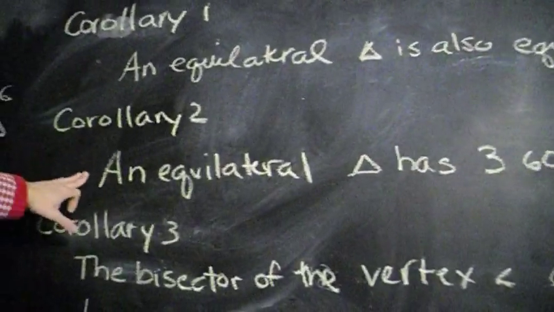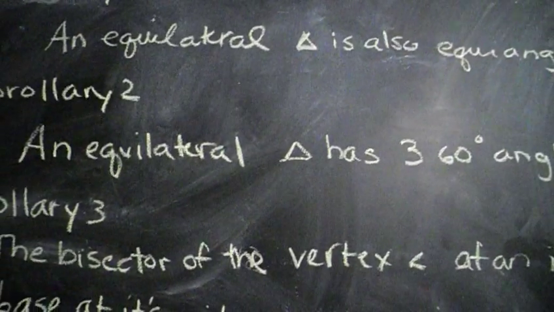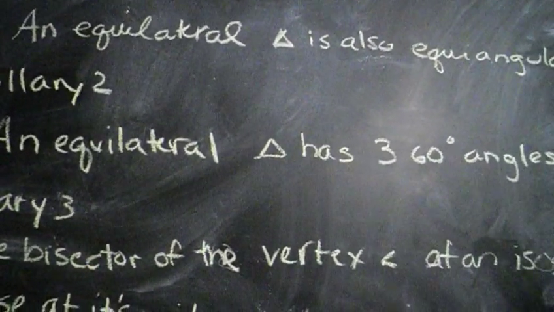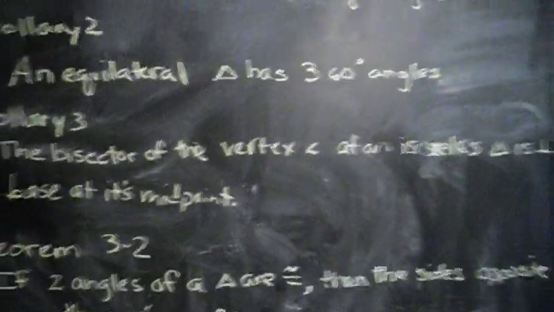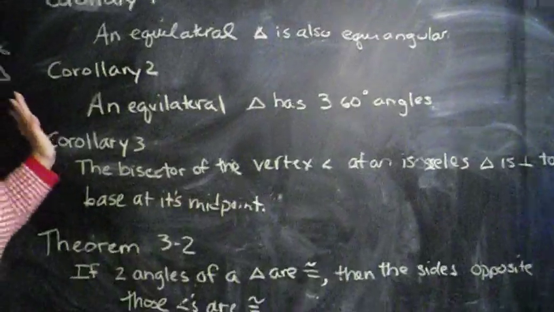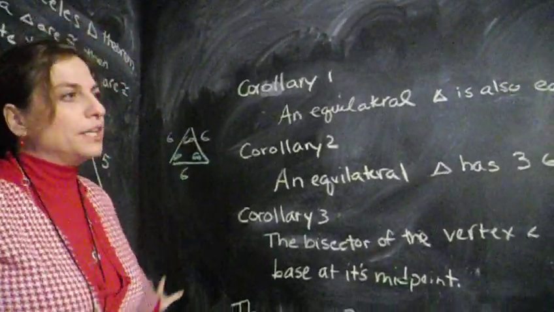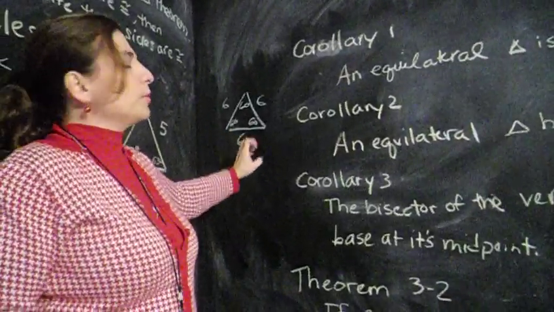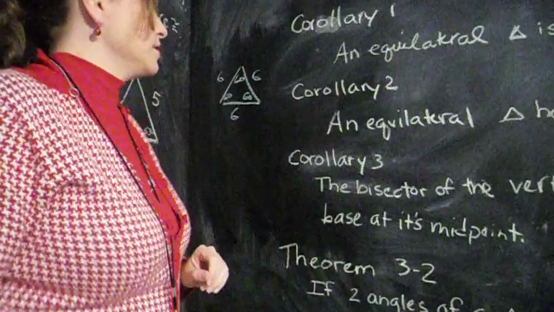So, corollary 2, an equilateral triangle has three 60-degree angles, so I just showed you that. All the angles in an equilateral triangle are 60 degrees. Not so much for all the sides. All the sides are equal, but they don't have to be the same length as another equilateral triangle. I could draw a bigger equilateral triangle, a smaller one. The lengths of the sides would be different, but the angles will always be 60 degrees.